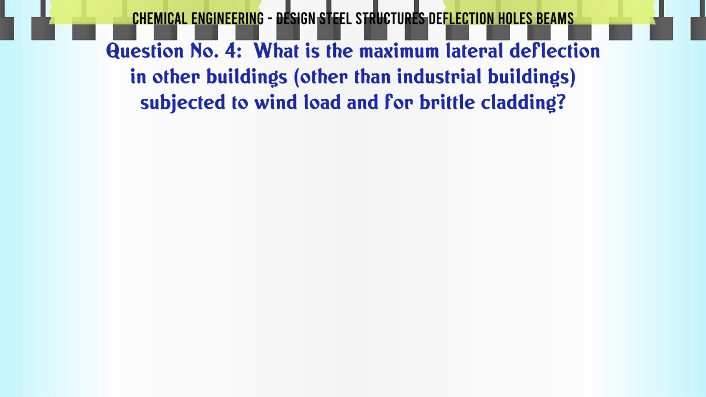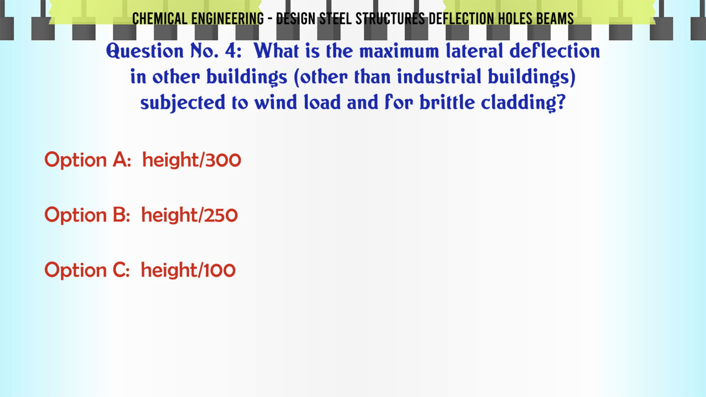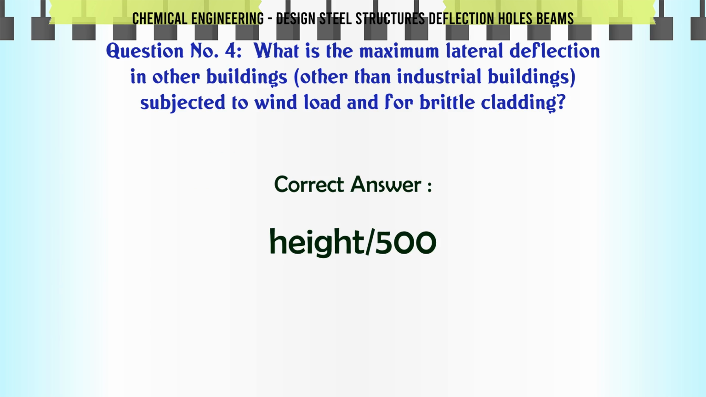What is the maximum lateral deflection in other buildings other than industrial buildings subjected to wind load and for brittle cladding? A. Height 300. B. Height 250. C. Height 100. D. Height 500. The correct answer is height 500.